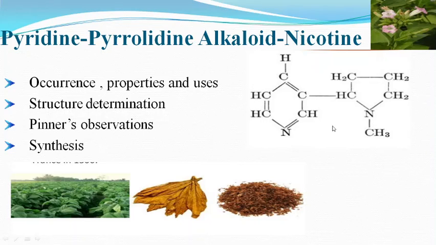As you can see the structure of nicotine, according to the classification, it contains two heterocyclic rings. One is the pyridine ring and the second is a pyrrolidine ring containing a methyl group on the nitrogen. At the point of attachment of these two rings, the pyridine nitrogen is numbered as 1, 2 and 3, meaning the third position of pyridine is joined to the second position of pyrrolidine. So the point of attachment is the third carbon of pyridine and the second carbon of the pyrrolidine nucleus.